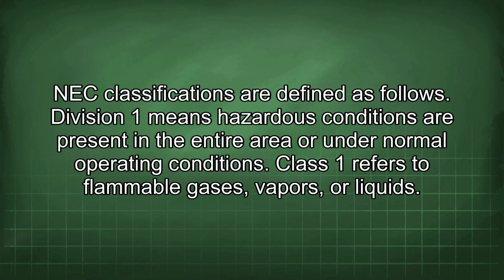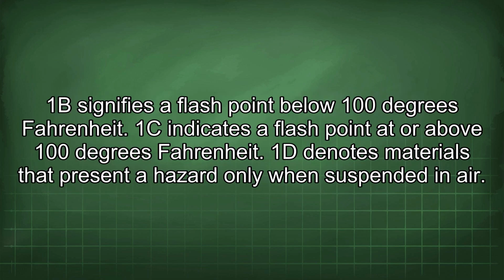NEC classifications are defined as follows. Division 1 means hazardous conditions are present in the entire area or under normal operating conditions. Class 1 refers to flammable gases, vapors, or liquids. 1b signifies a flash point below 100 degrees Fahrenheit. 1c indicates a flash point at or above 100 degrees Fahrenheit. 1d denotes materials that present a hazard only when suspended in air.